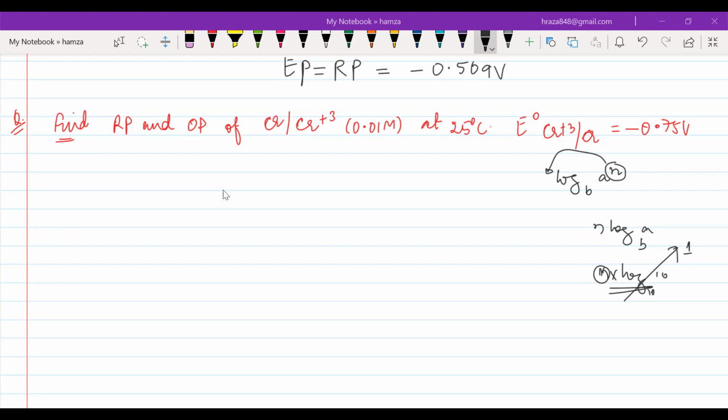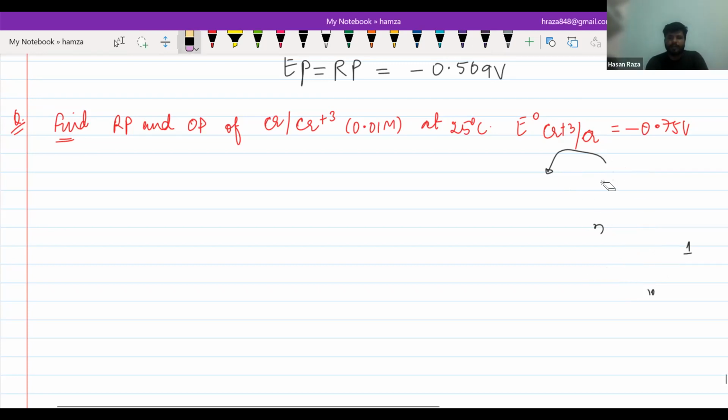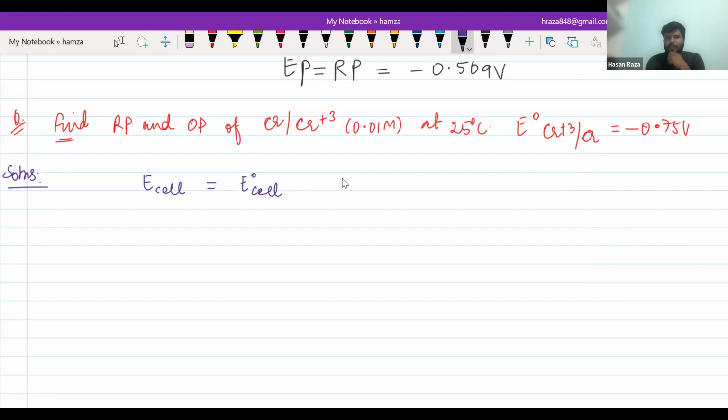Sir, can you do it? Yes, yes, why not? Now see, this is also as easy as the previous one. Same question. You just need to understand the concept. Find reduction potential, oxidation potential. We will apply the E cell formula. E cell will be equal to E naught cell minus 0.059 upon n log of product upon reactant to the base 10. Yes or no?